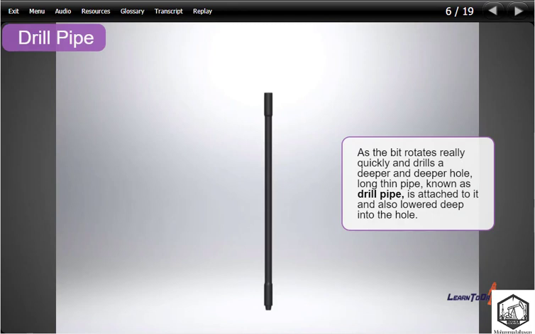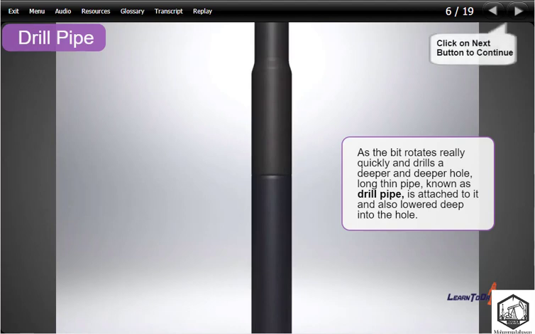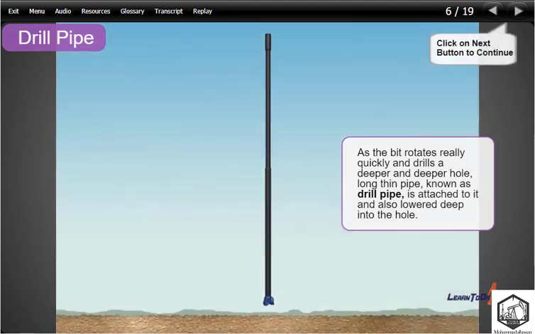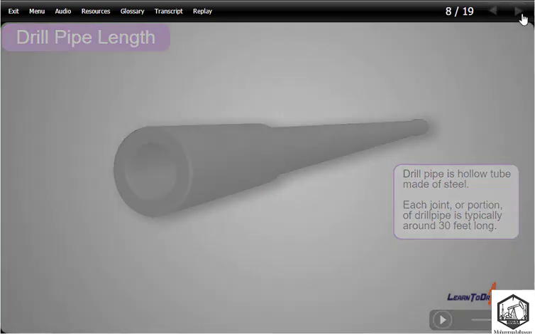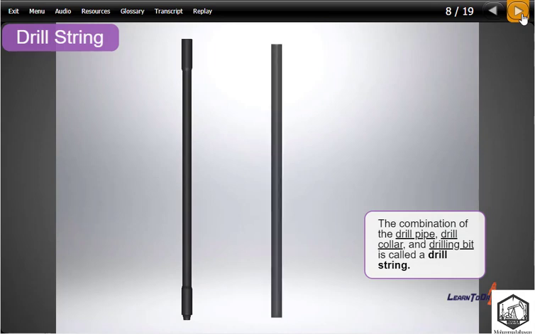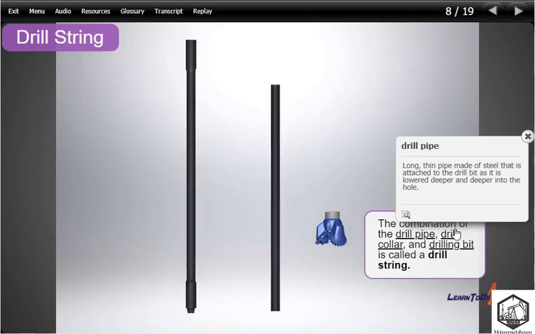As the bit rotates really quickly and drills a deeper and deeper hole, long, thin pipe, known as drill pipe, is attached to it and also lowered deep into the hole. Drill pipe is a hollow tube made of steel. Each joint, or portion, of drill pipe is typically around 30 feet long. The combination of the drill pipe, drill collar, and drilling bit is called a drill string.